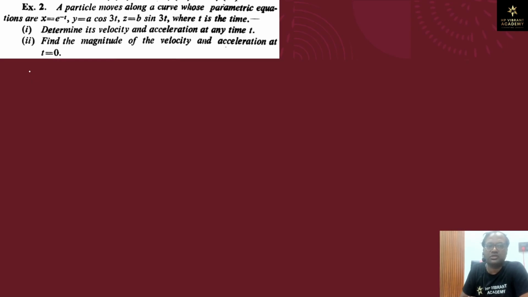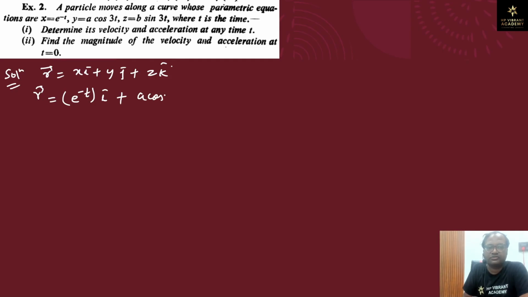The particle moves along a curve whose parametric equations are given by x = e^(-t), y = a cos 3t and z = b sin 3t. So the position vector is given as r = x i cap + y j cap + z k cap. Okay, so r vector is equal to e^(-t) i cap plus a cos 3t j cap plus b sin 3t k cap.